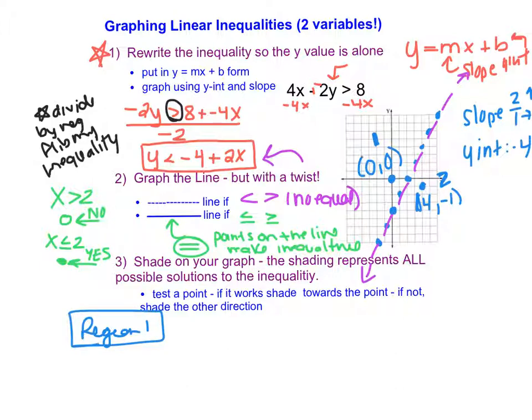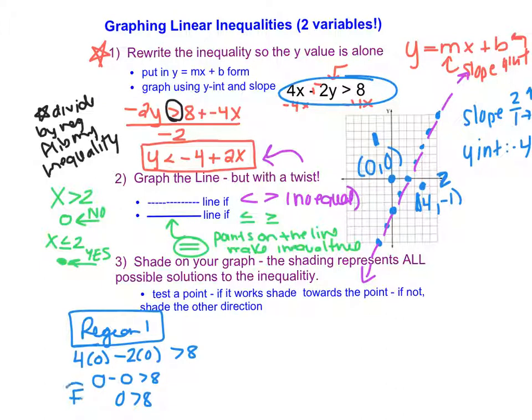And in order to do this, we're going to go back and we're just going to utilize this original inequality. So here I have 4 times x, which is 0, minus 2, which is 0, is greater than 8. So here I have 0 minus 0 is greater than 8, or 0 is greater than 8. And that is false. That is not true. So that point does not make this inequality true.